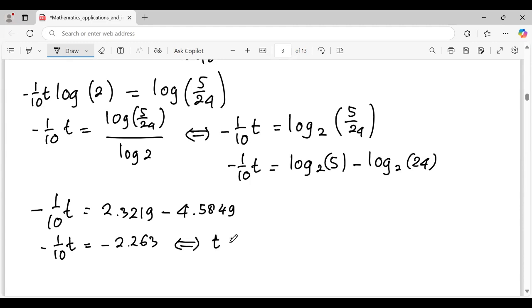So t equals minus 2.263 multiplied by minus 10, which equals 22.63. Rounded off, it becomes 23.